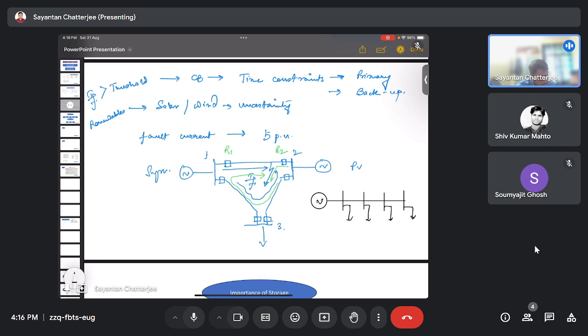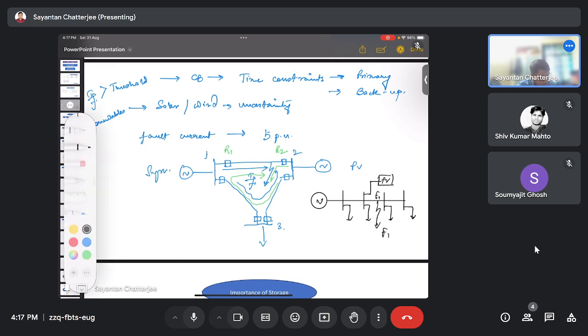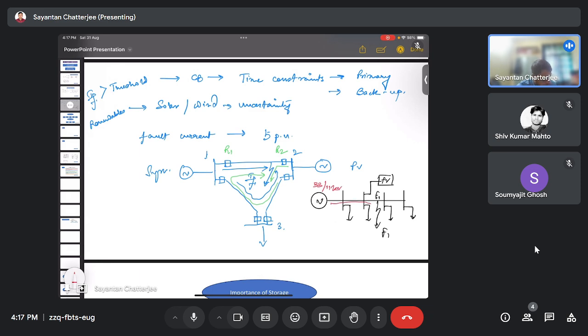This would have been well synchronized, but the problem is that nowadays we are placing PVs in the distribution grid itself. Now if a fault occurs here, the magnitude of fault current would also change. Let's consider this a 33/11 kV substation. The fault current that was previously prevailing here would change, and while the distribution side was mostly radial, nowadays it has also become weakly meshed systems. So the problem becomes much more difficult.